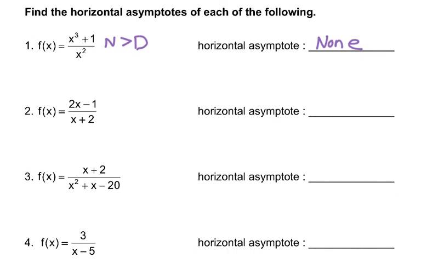On number 2, we have an x to the first power over an x to the first power. So they are both the same exponents. So here the numerator equals the denominator. And whenever that happens, we take our numbers in front. So this would be y equals 2 over 1, which is just 2.